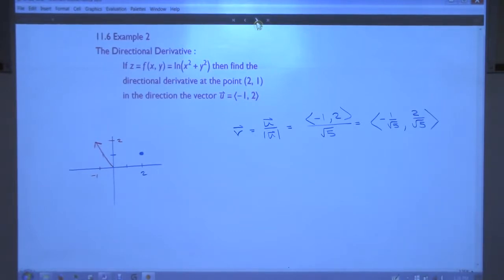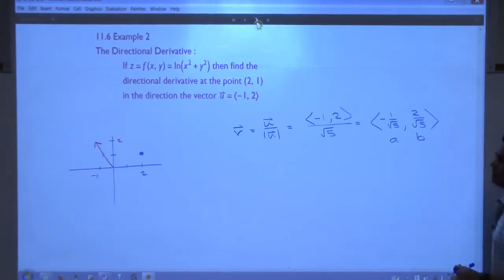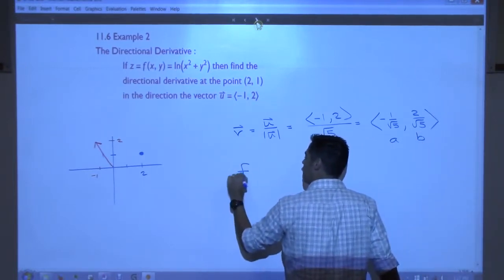And that's it. Yes, you could rationalize, but I'm just going to leave it like that. So this is a and b. We agree with that? All right, so I need some partials. Let me get some partials right now before I start putting this all together.